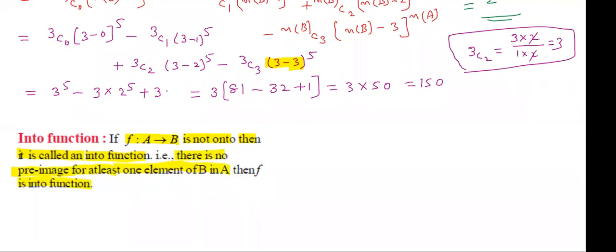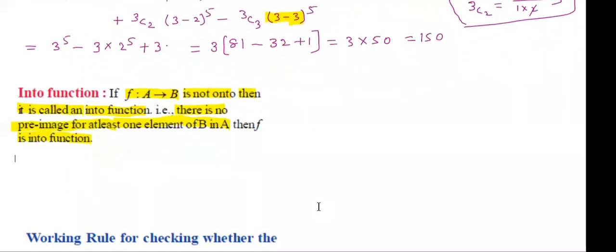Every element in the codomain B has at least one pre-image means that is onto. There is no pre-image means into. One-one opposite is many-one. Onto opposite is into. I think all of you understood now. Onto function, you can write like this: f maps A to B, if it is not onto, it is called an into function.